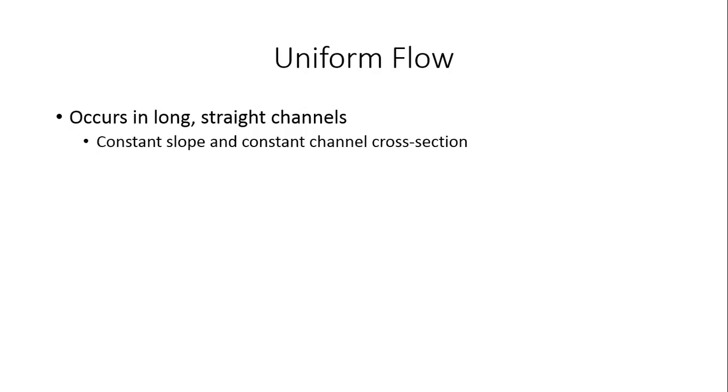this is the important criteria. The slope is constant and the channel cross section is constant. It's not changing, right? So if it's a trapezoidal cross section at point 1, if I move to point 2, it'll be the same trapezoidal cross section with the same bottom width, with the same side slope, and so on. Right? If that happens, then we can have what we call uniform flow.